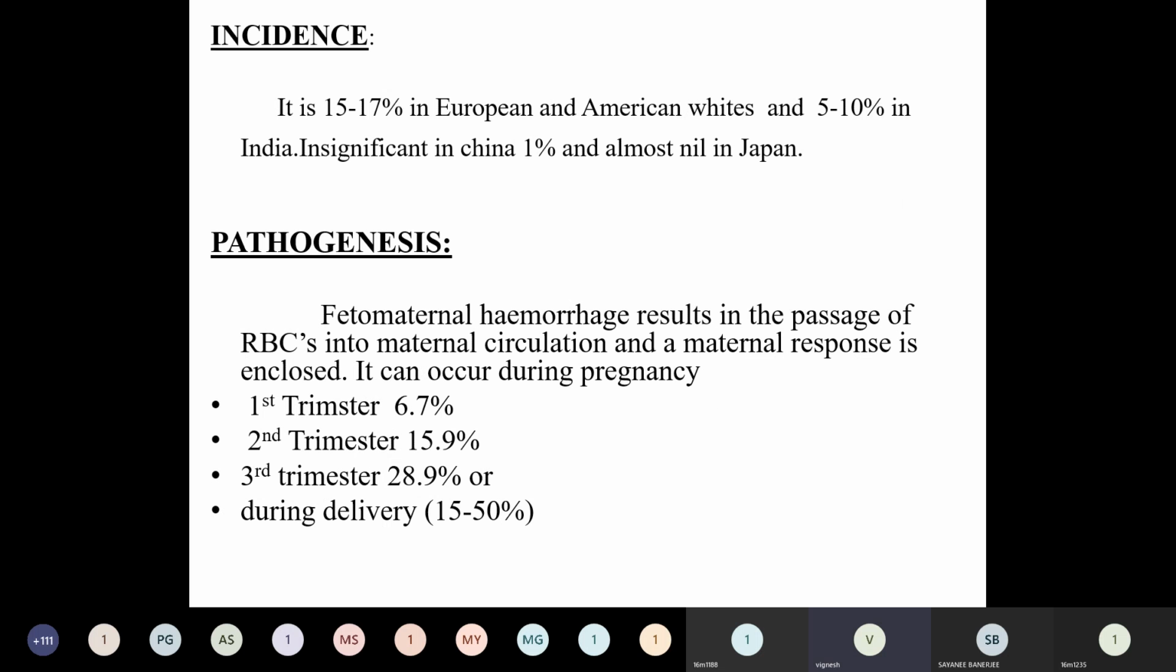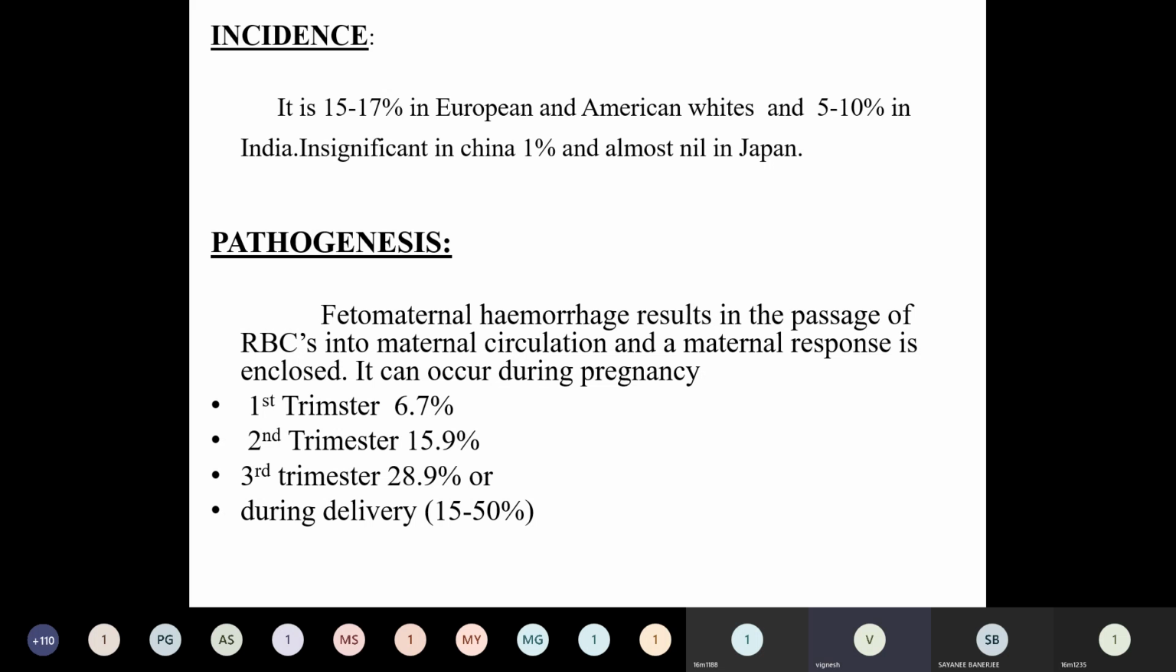So coming to the incidence, it is very high in the developed countries like the European or American countries, accounting for about 15 to 17%. In India, the incidence is about 5 to 10%. In South India, it's about 5%, and about 10% in North India. It is very insignificant in China, occurring in about 1% of cases, and it is almost nil in Japan.